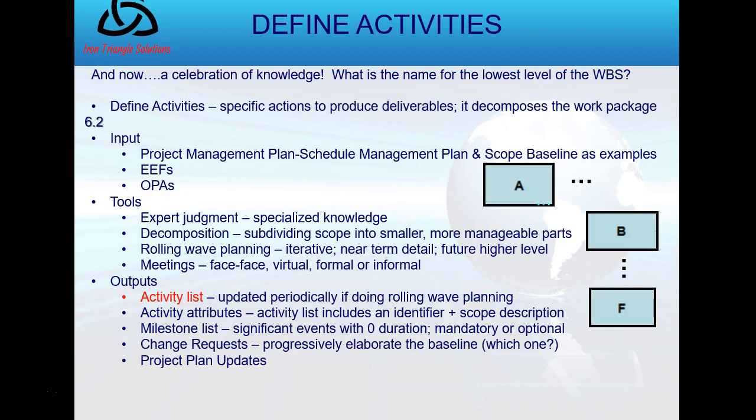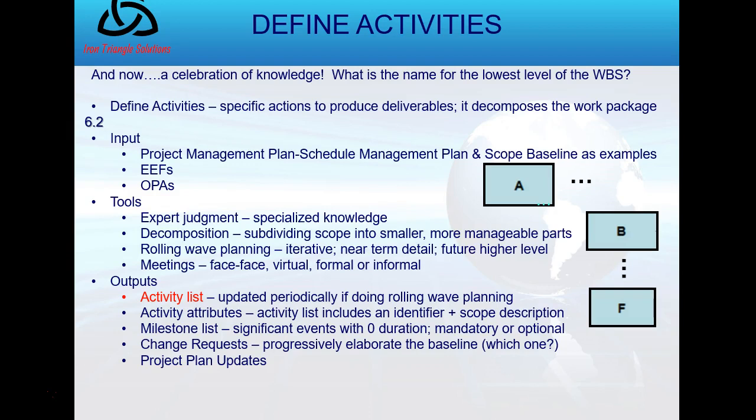Okay? Meetings, I want you to think of face-to-face, virtual, formal, and informal. The PMBOK Guide goes through that, and so does Rita quite well. Then my outputs, think of it. My process is at the top of the slide, define activities. So what's my output? Activity list. And with it, activity attributes.